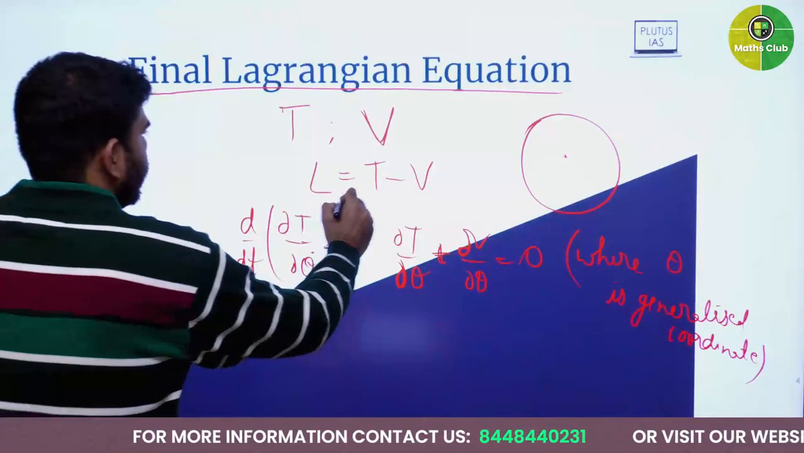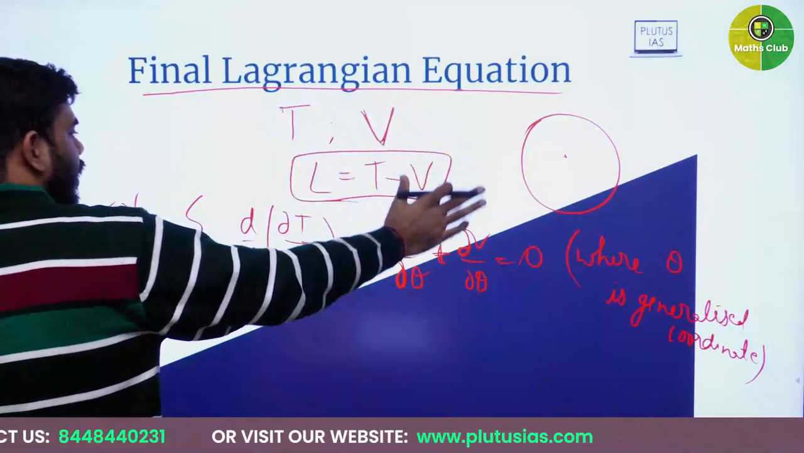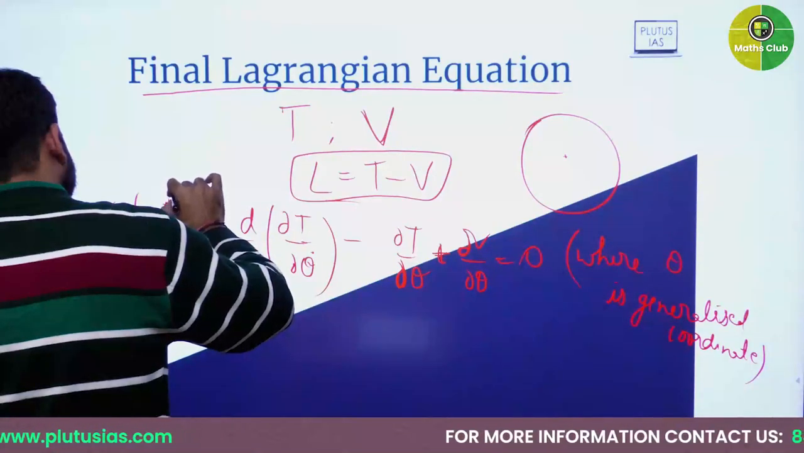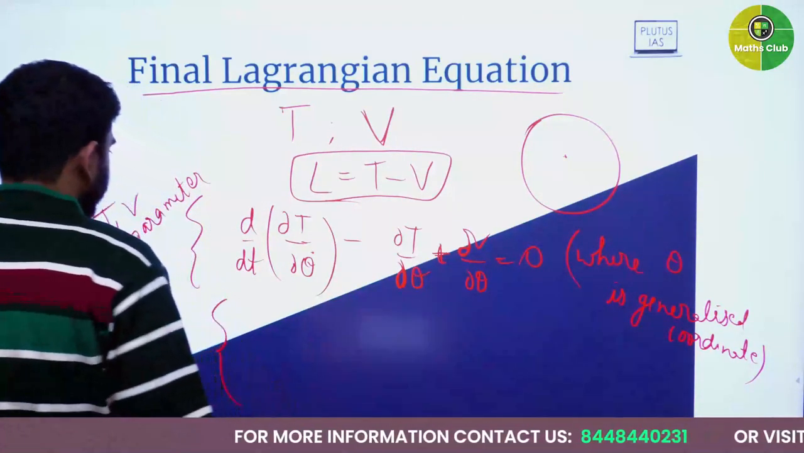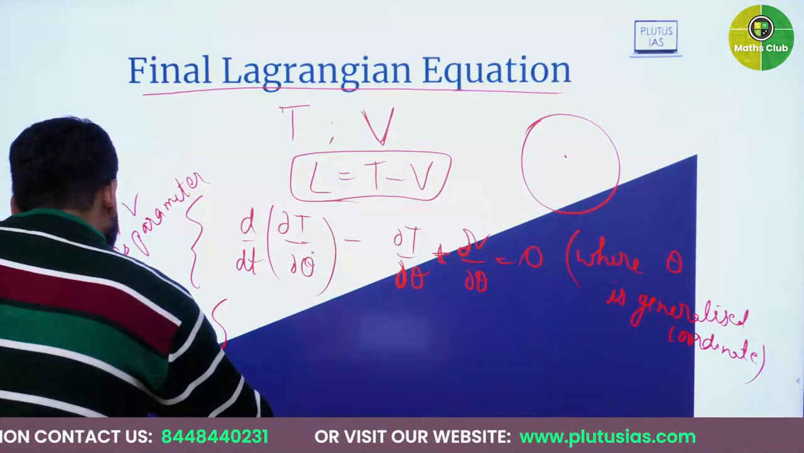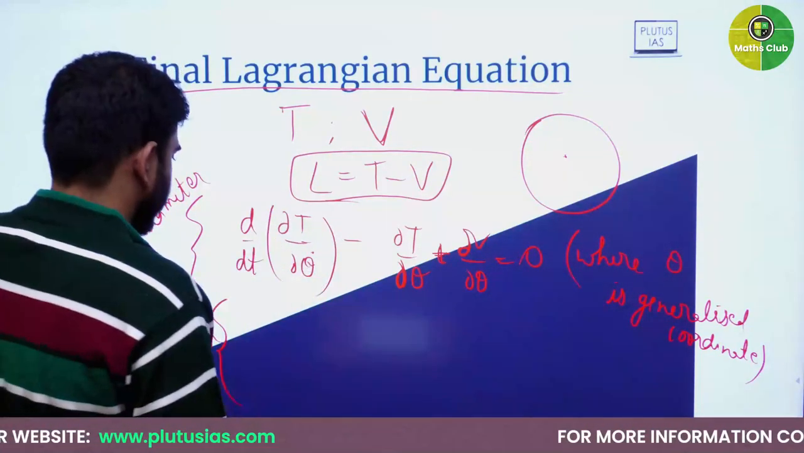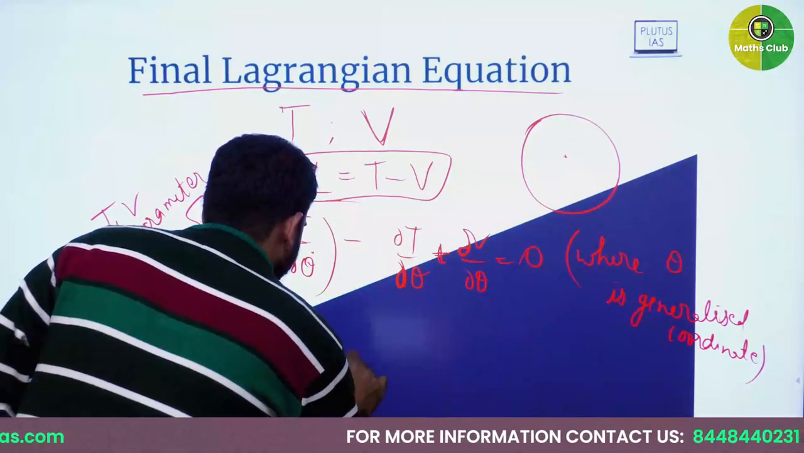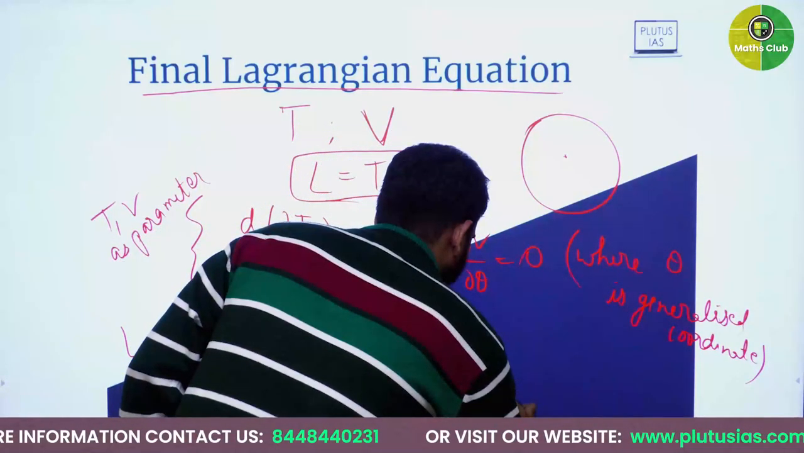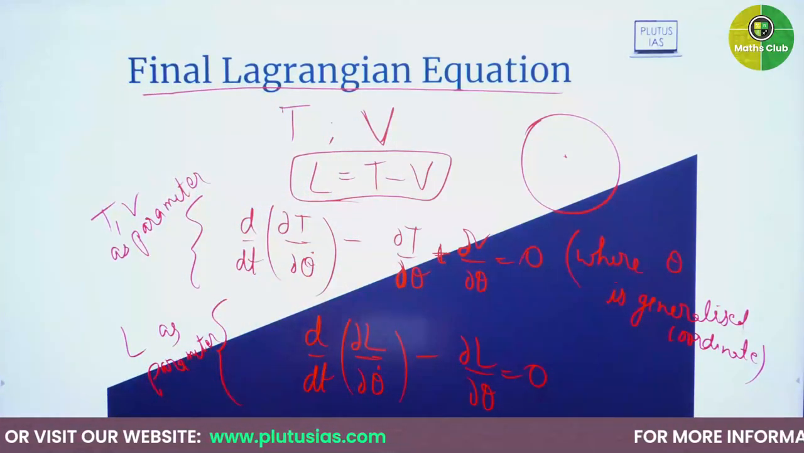And this was the complete Lagrangian equation when we use T and V as parameters. Rather than using T and V, if we use L, the Lagrangian function, as the only parameter, our complete Lagrangian equation becomes even simpler. This might look a little complicated, so it becomes an even simpler equation. Right, this is the equation, and this is even simpler.